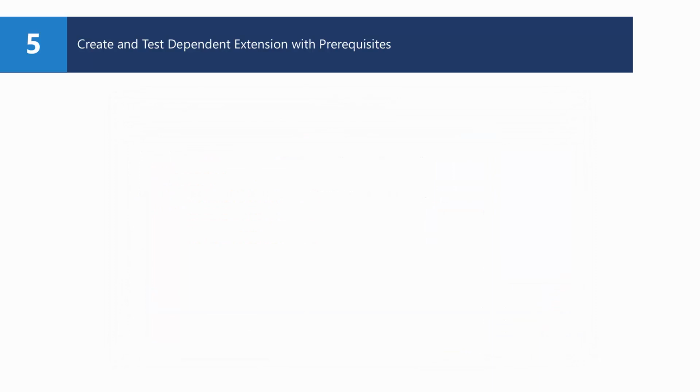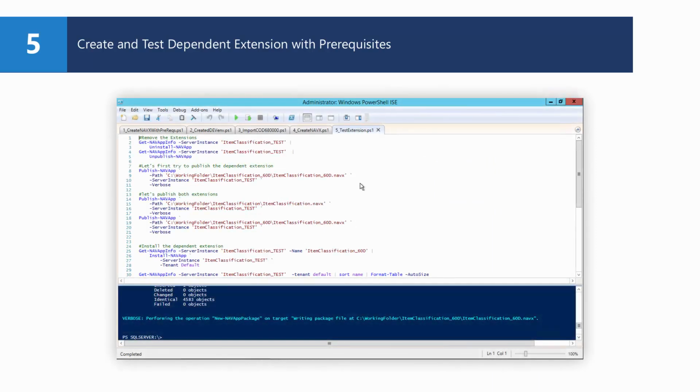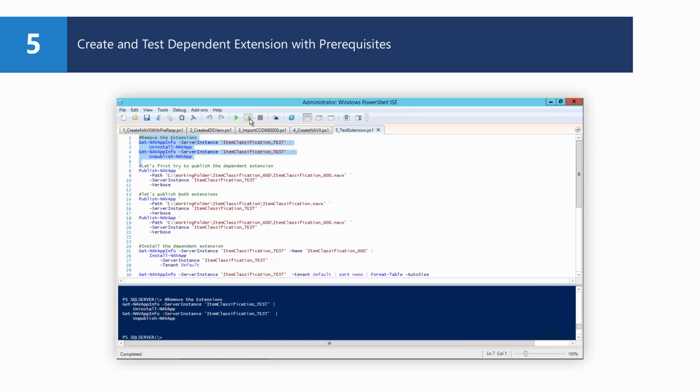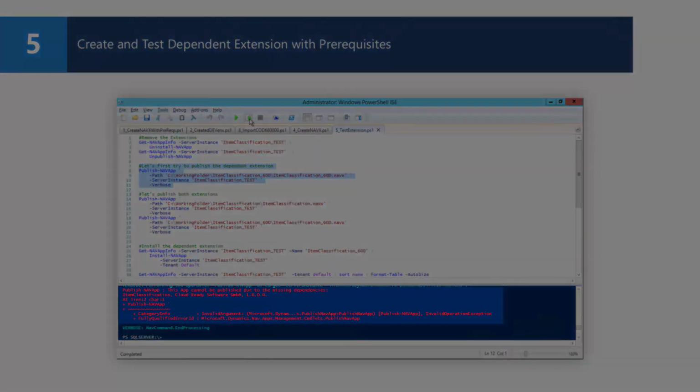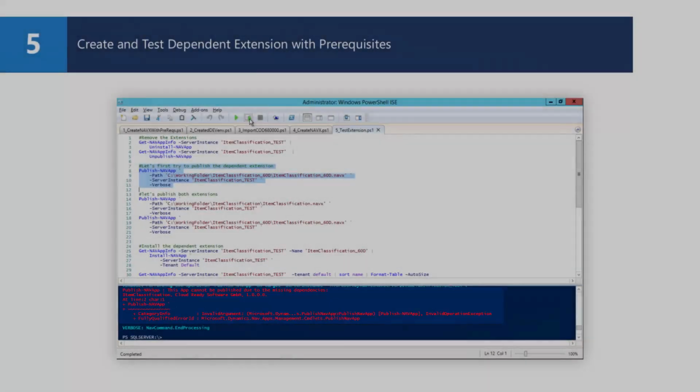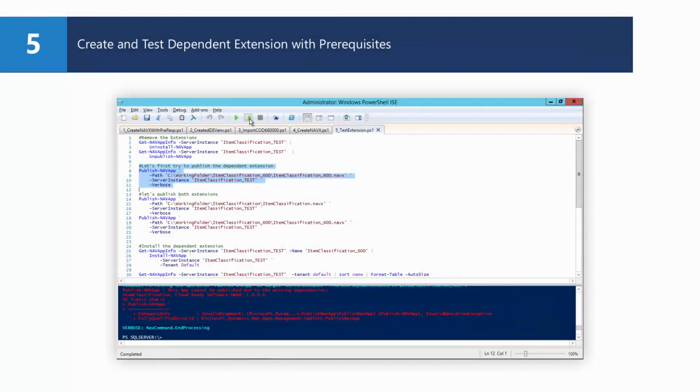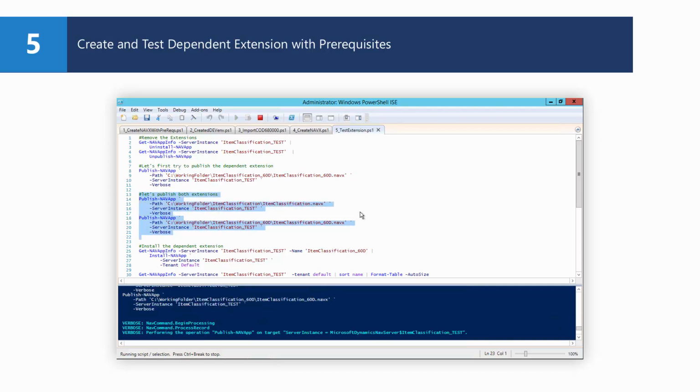To test this, we simply use the same test environment that we have already created in the previous video. Let's first remove all extensions that still might be in the test environment. Now that we have no extensions in the test environment, let's see if we can publish the dependent extension without the item classification extension it depends on. Obviously, we cannot. We get this error. That's obvious. The item classification extension needs to be in the database to be able to create all the metadata for the second extension. So let's publish both extensions in the right order.